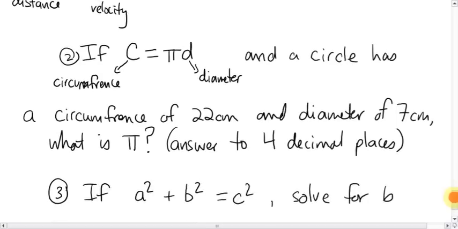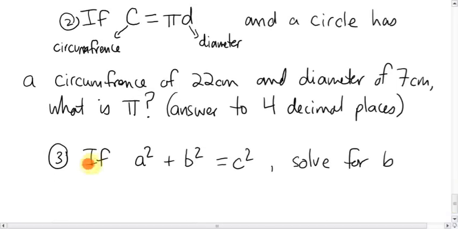Pi, not P-I-E. And the last one, if this is a formula, a squared plus b squared equals c squared, I want you to figure out or solve for b. Just tell me what b is equal to. No numbers, just rearrange this formula so that b is by itself.